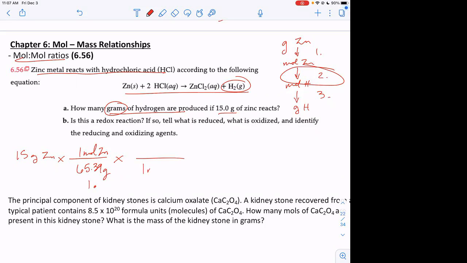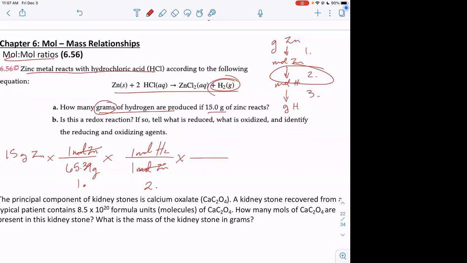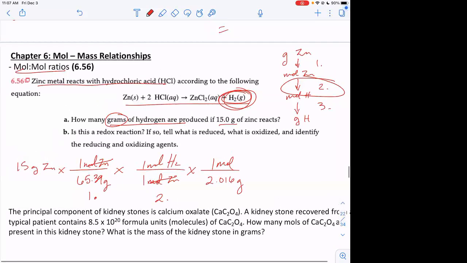So then I'm always going to plug in 1 mole of zinc here because I want that to cancel for every 1 mole of H2. So that was step 2, plug in the mole to mole ratio. Last step is you get the molar mass of hydrogen. Here it's a diatomic. This trips people up. So I can't just plug in 1.008. I've got to multiply that by 2, 2.016 grams for every 1 mole. And that was step 3.